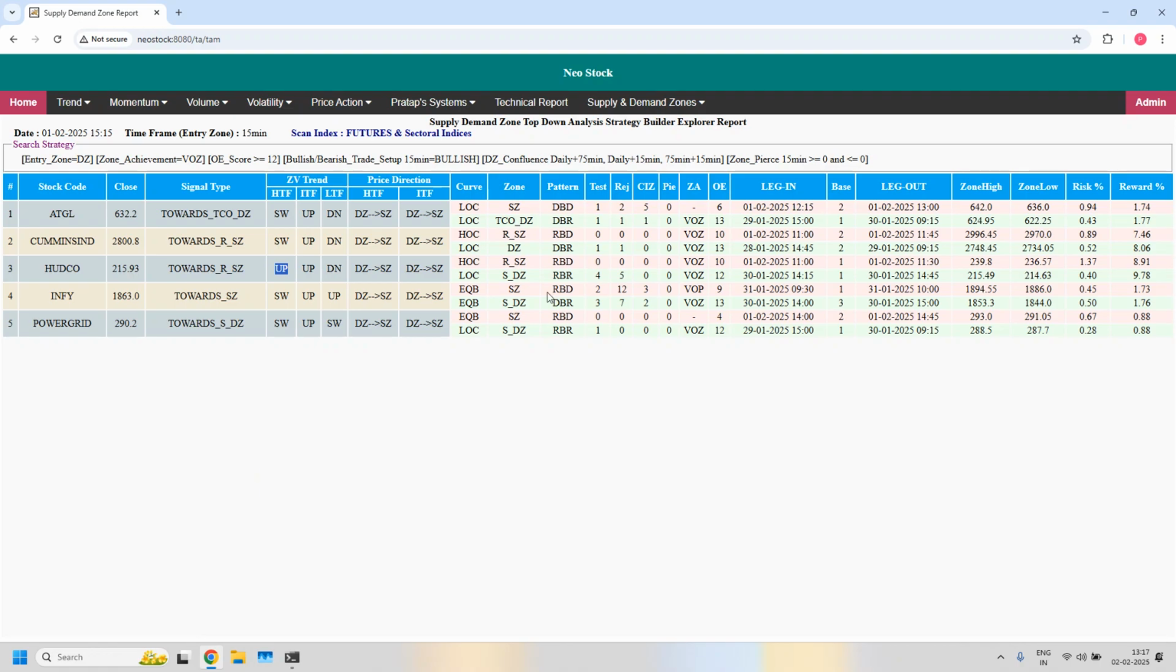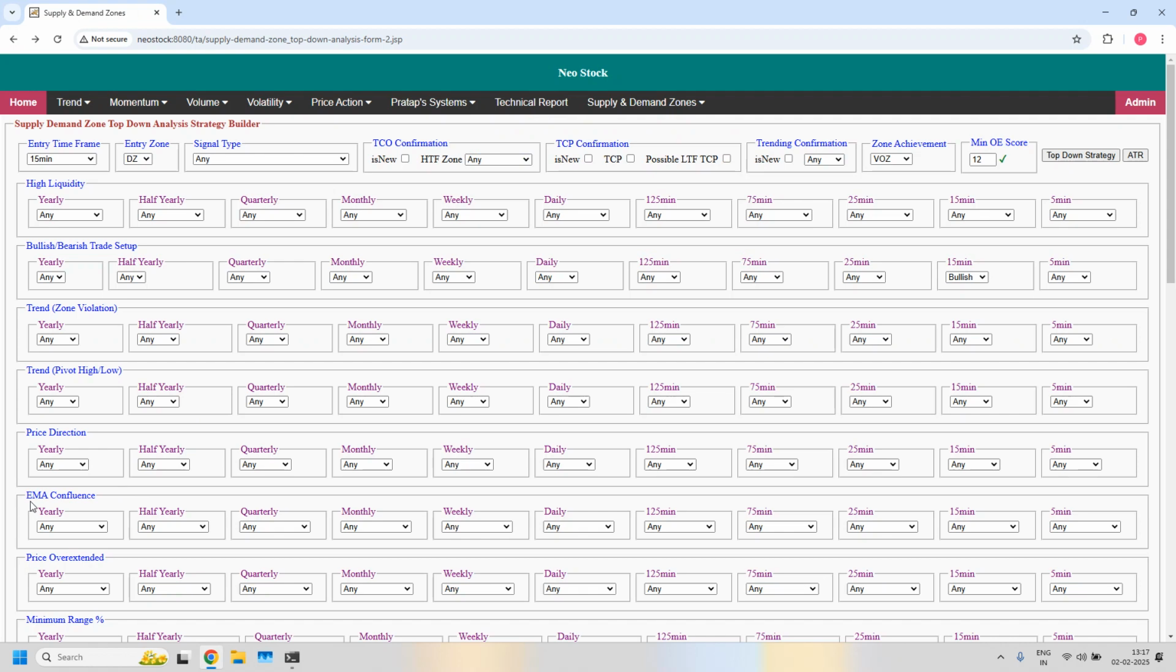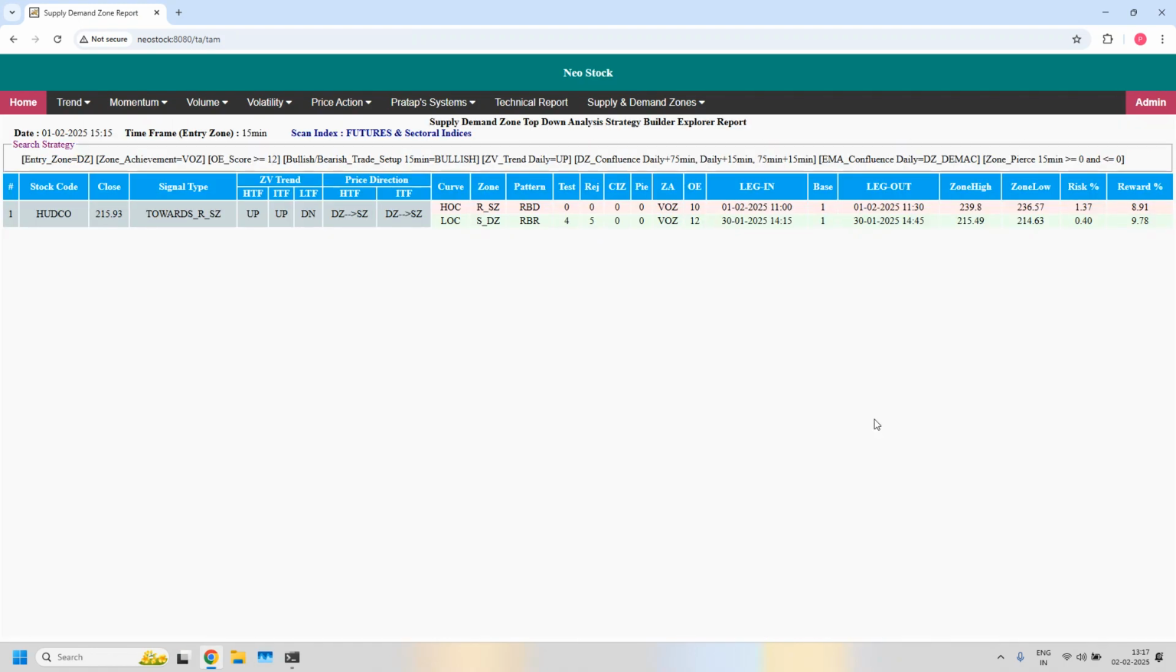Let's verify. See, this is already tested 4 times. So in the EMA confluence at daily time frame, I am setting the filter: daily demand zone having daily EMA confluence or not. And trend on daily should be only uptrend because it is a bullish trade setup. And this is the filtered one. This is the more high probability. That is the reason why, see, it is already tested 4 times. This 15 minutes zone is overlapped with 75. Again, both together overlapped with daily. And the daily zone is having daily EMA confluence.